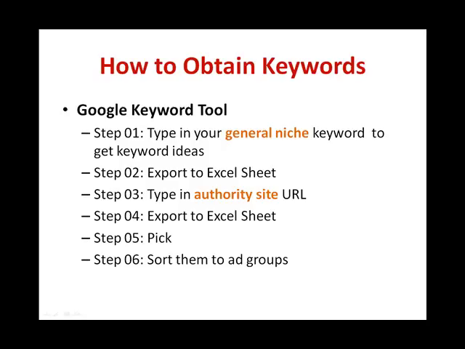The next step is to pick out relevant keywords for your campaign. When doing this, remember that relevancy is the key. So make sure that you select the keywords that will be relevant to your user's search query, ad copy, landing page, and sales offer. Finally, sort them to ad groups. How you do this is by grouping keywords which you can display the same ad for.